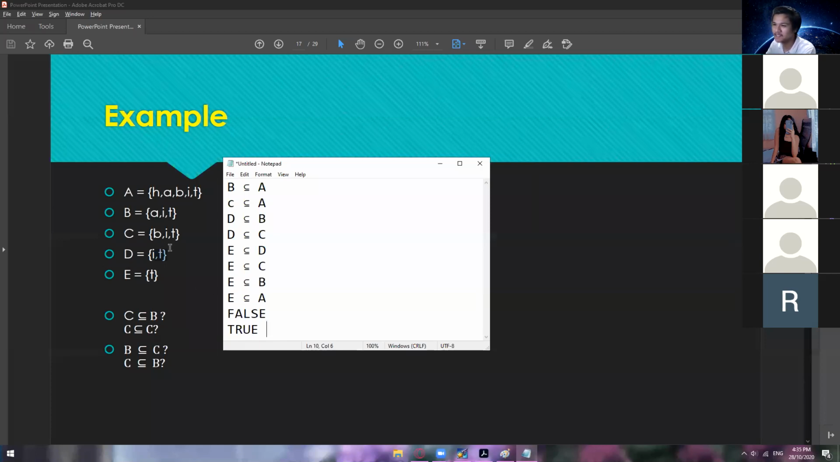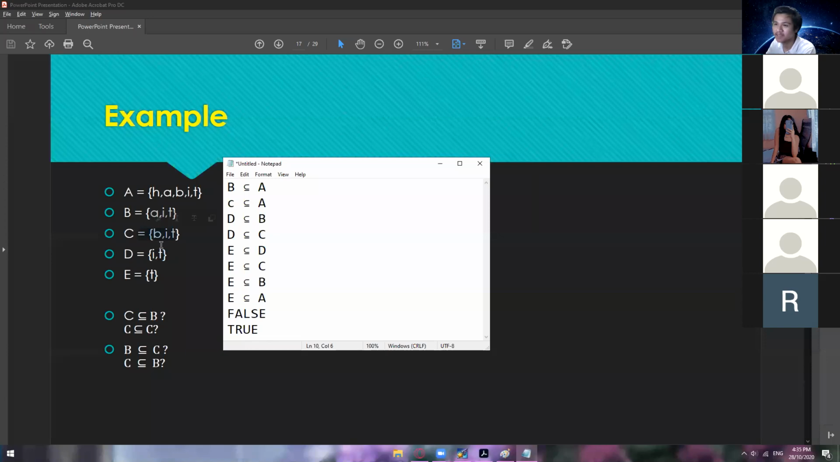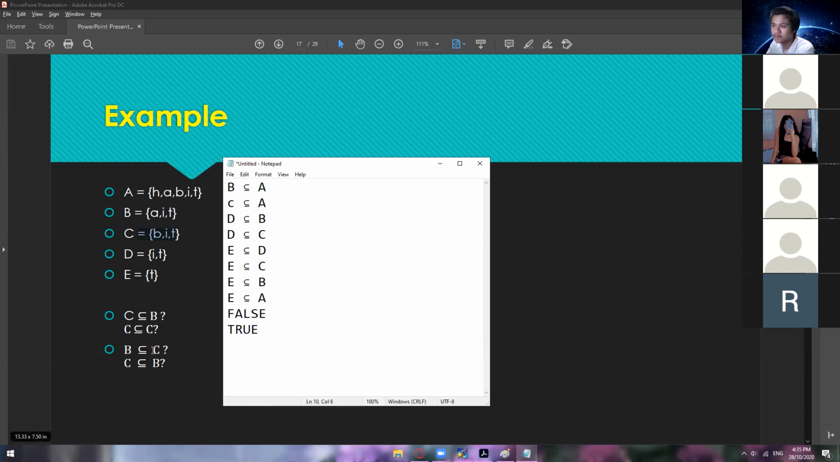Why? Since if you take a look at this, the elements of C are also in the elements of C, the set itself. So any set is a subset of itself. Simple as that. How about this one? B is a subset of C.